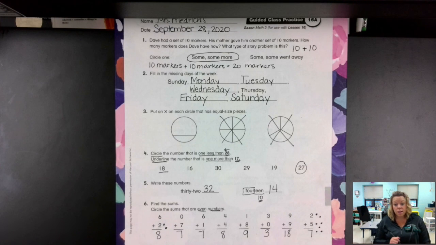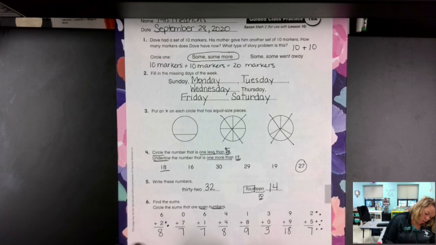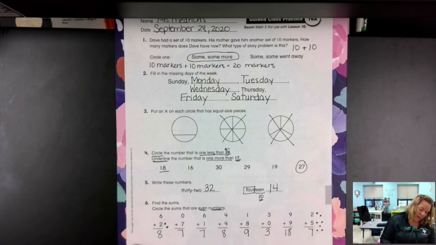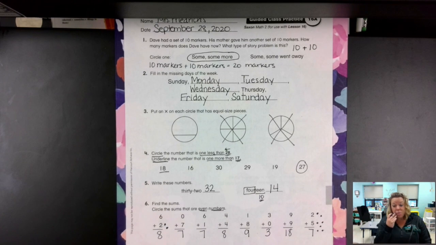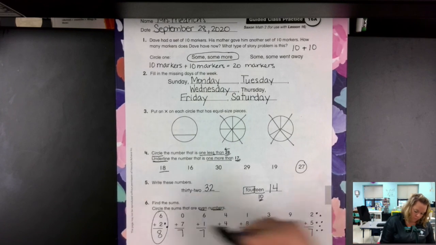Okay, now that was only the first part of the directions. Now we need to circle the sums that are even numbers. So remember even numbers, 0, 2, 4, 6, 8. If you didn't remember that, you could look back into your folder because you have your even and odd number chart in your folder. That would be helpful. Okay, so 0, 2, 4, 6, and 8. So I have to circle.